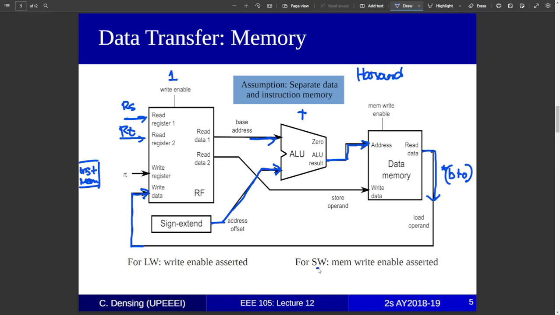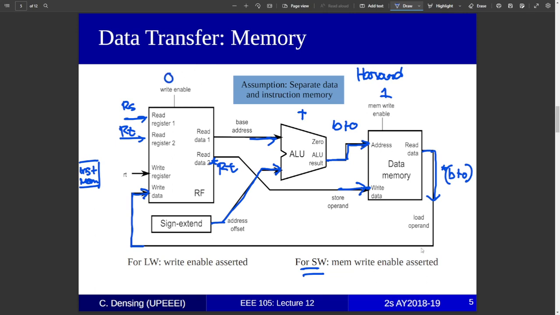So here, we preserve everything. But the thing that is relevant to us now is that the RT is also put into read register 2, and thus what comes out of read data 2 is the value pointed to by RT, which puts it into the write data port of the data memory. Now since it's in the write data port and we have base plus offset pointing into the address, we just have to put memWrite enable as 1 and write enable as 0 if it's store word.